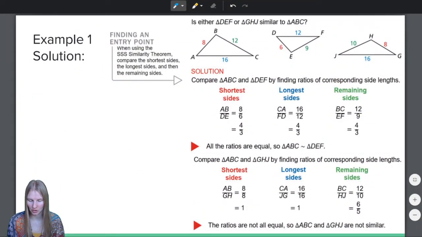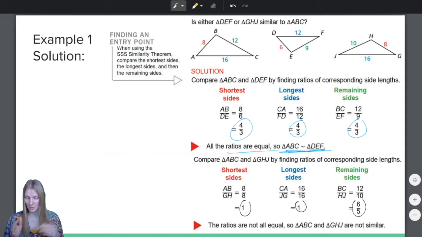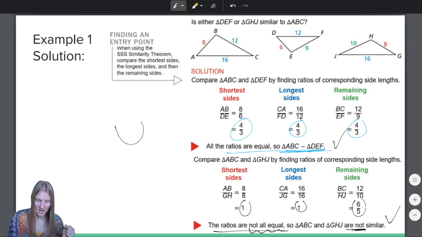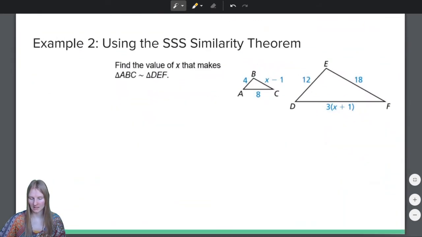They also looked at the shortest, longest, and middle sides, and they found that all the ratios are equal. All of them are equal to 4/3, so they are similar. And in the second part, they saw that the ratios were 1, 1, and 6/5. The ratios are not all equal, so they are not similar. Booyah! We were correct. Okay, let's go ahead and move on to our second example.